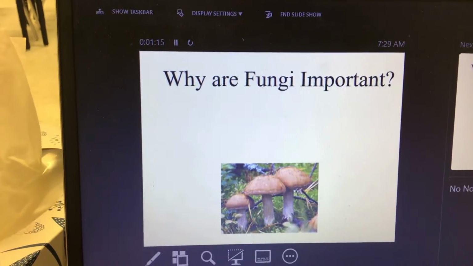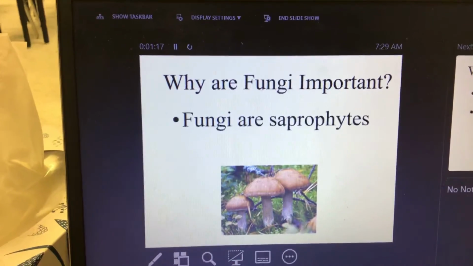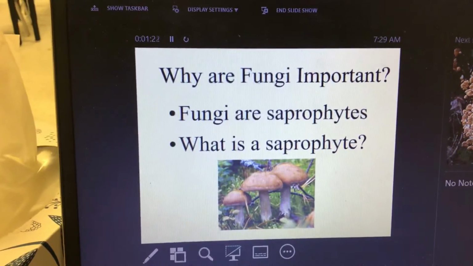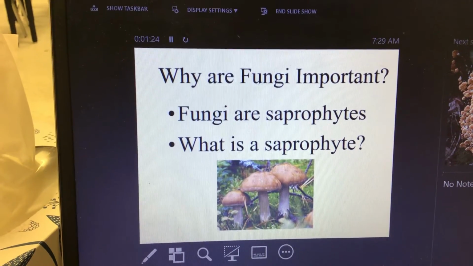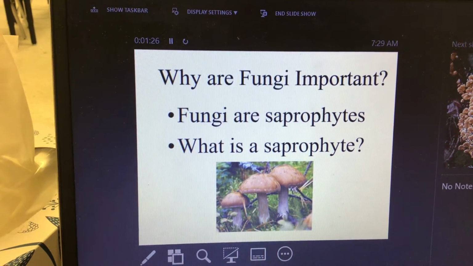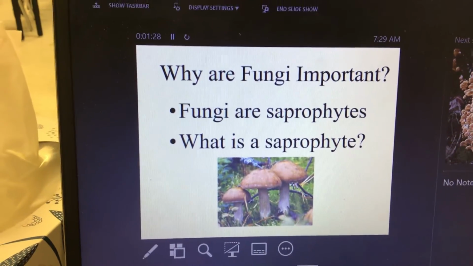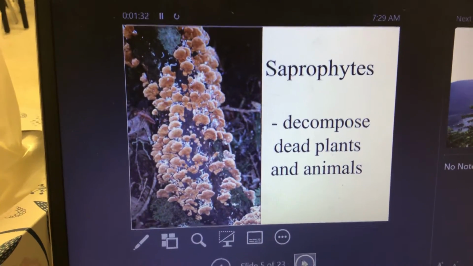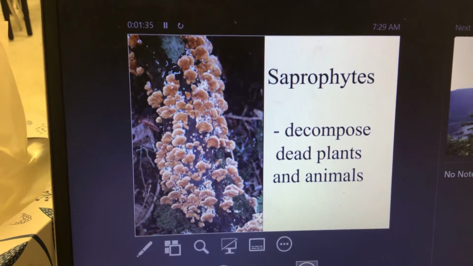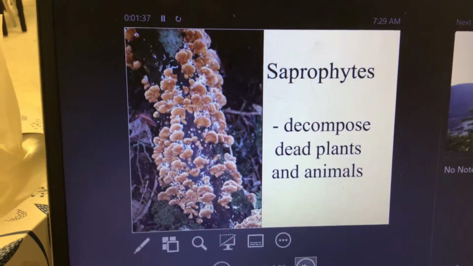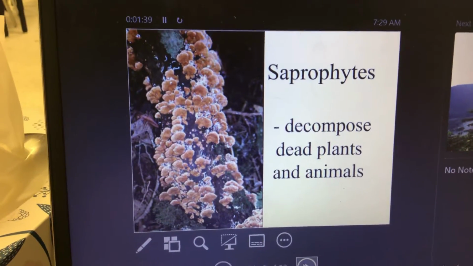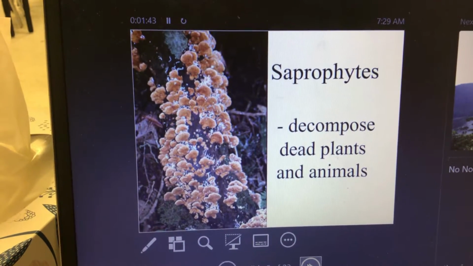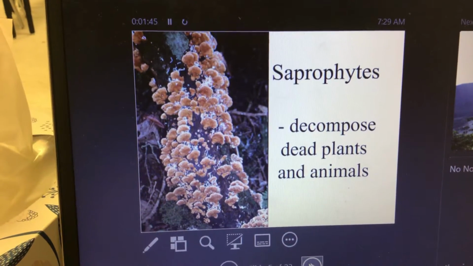Why are fungi important? Fungi are saprophytes. What are saprophytes? Saprophytes decompose dead plants and animals. So fungi don't make their own food. They don't hunt things. They don't eat plant material, but they're going to be decomposers. And this is really important.